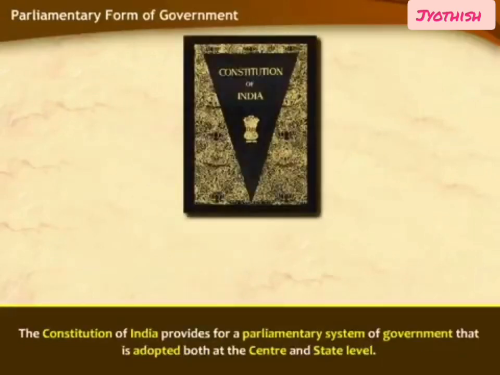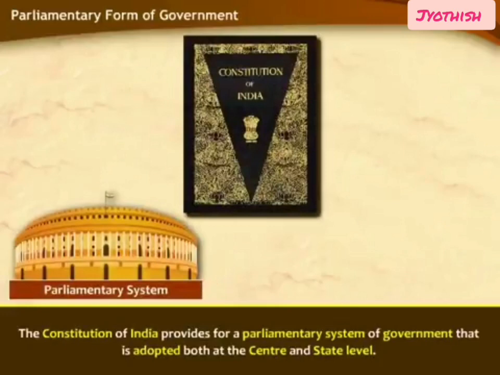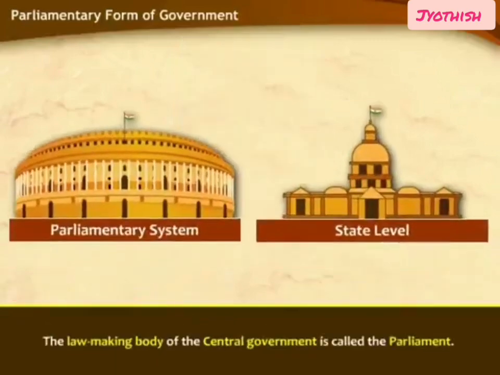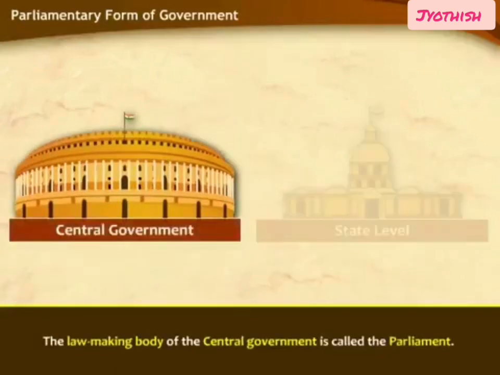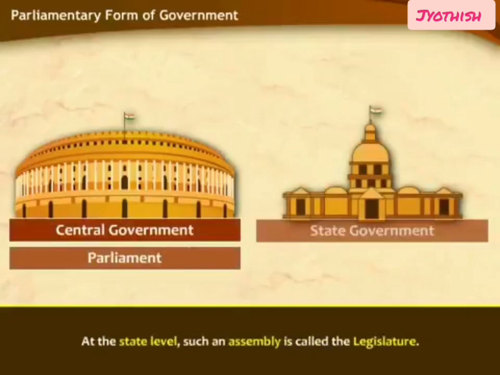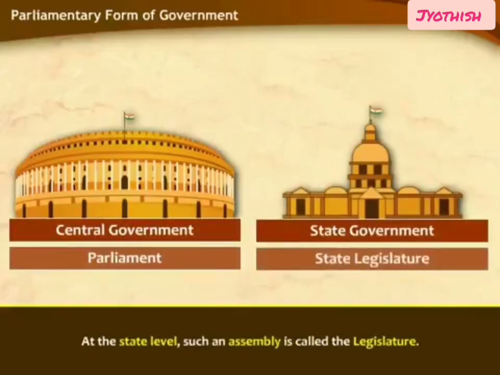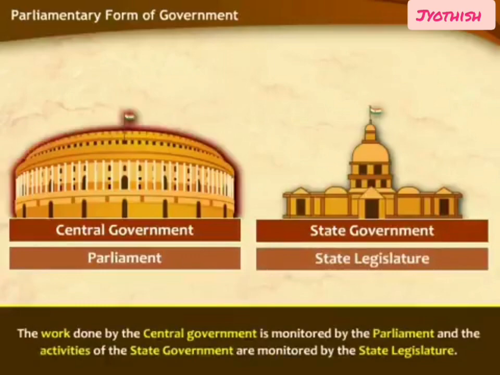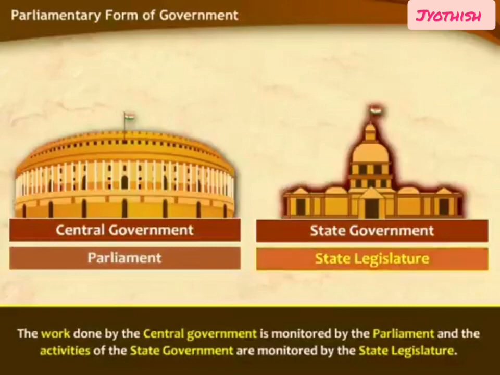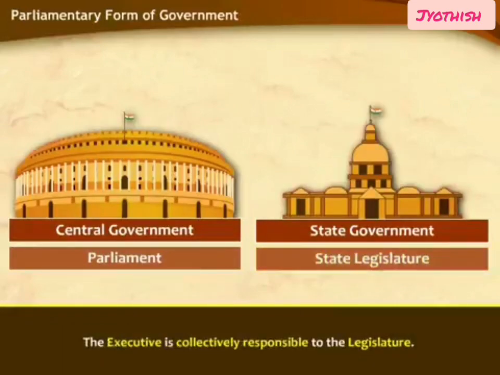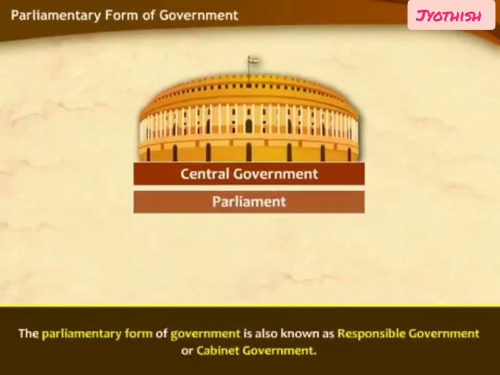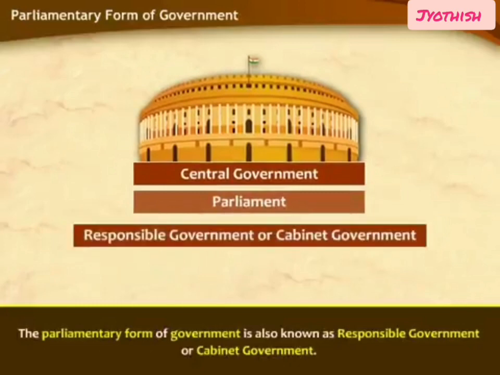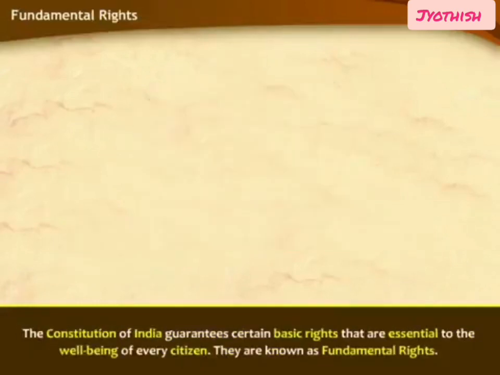The Constitution of India provides for a parliamentary system of government that is adopted both at the center and state level. The law-making body of the central government is called the Parliament. At the state level, such an assembly is called the legislature. The work done by the central government is monitored by the Parliament, and the activities of the state government are monitored by the state legislature. The executive is collectively responsible to the legislature. The parliamentary form of government is also known as responsible government or cabinet government.